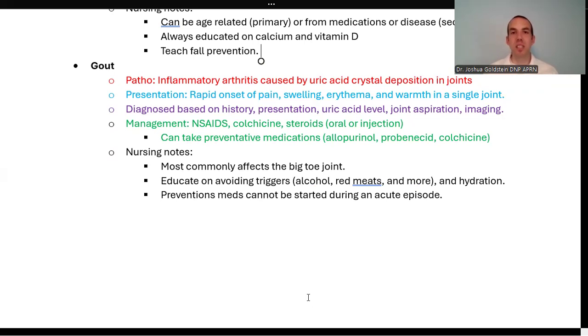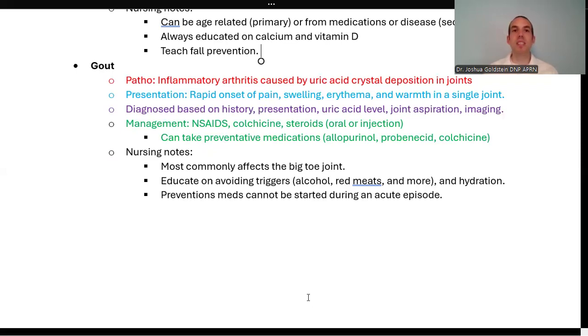It's diagnosed based on the history and the presentation. You can just look at it and you can usually diagnose it. We can also do a uric acid level to confirm it, a joint aspiration, or imaging. All of those are confirmatory tests because we can usually diagnose it based on just the patient story and what we visually see on our assessment.